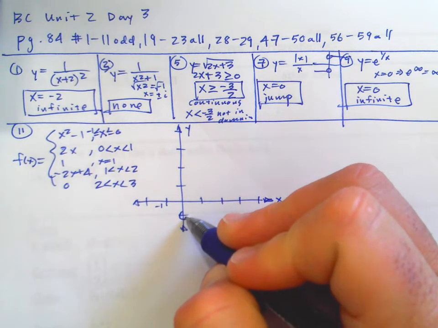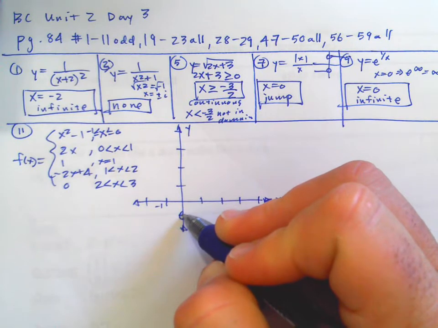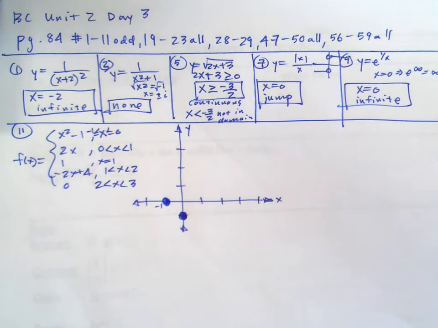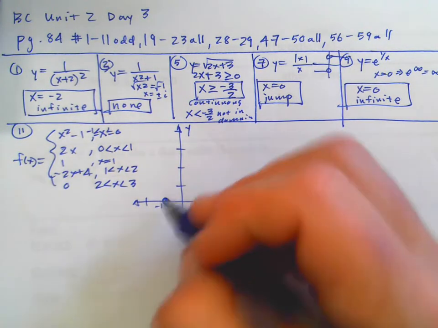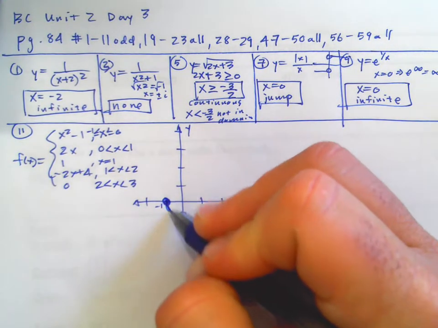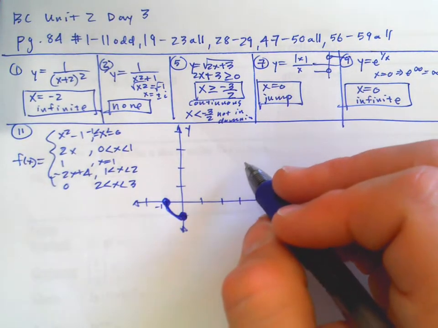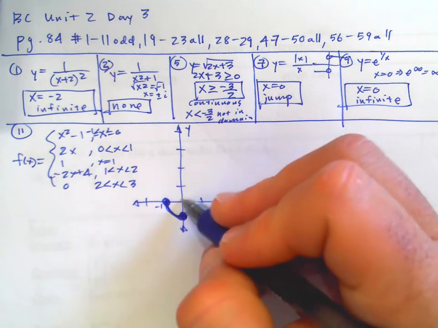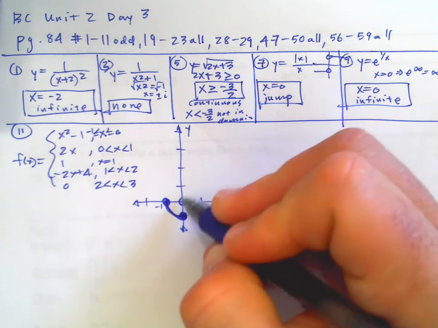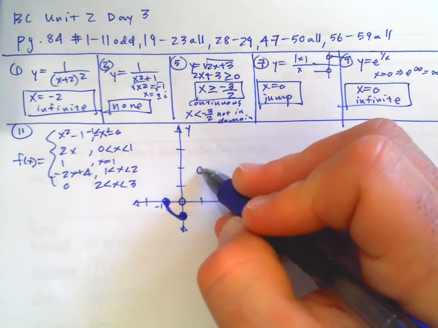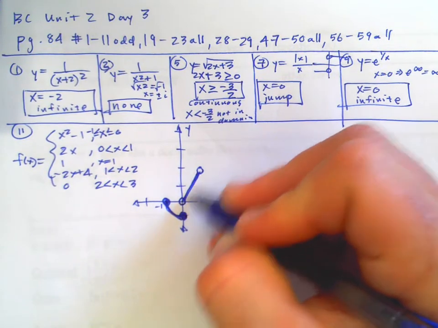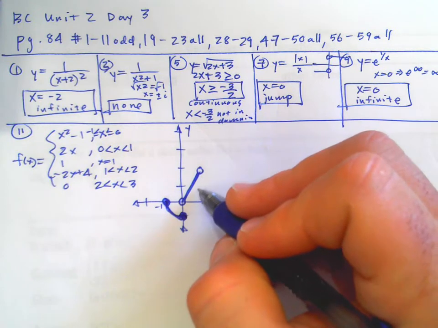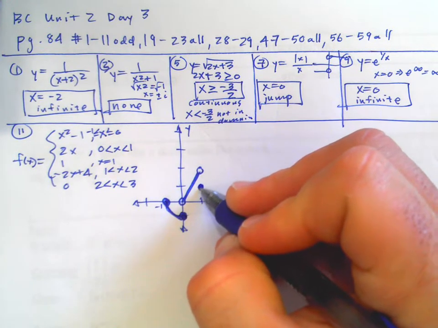And let's see, it seems like that should be a solid dot there. And the graph kind of looks like that. I'm not going to graph the whole parabola like I usually would. From 0 to 1, it's going to be that line with a y-intercept, up 2 over 1, so a slope of 2. At x equals 1, the value is 1, so just a single dot.